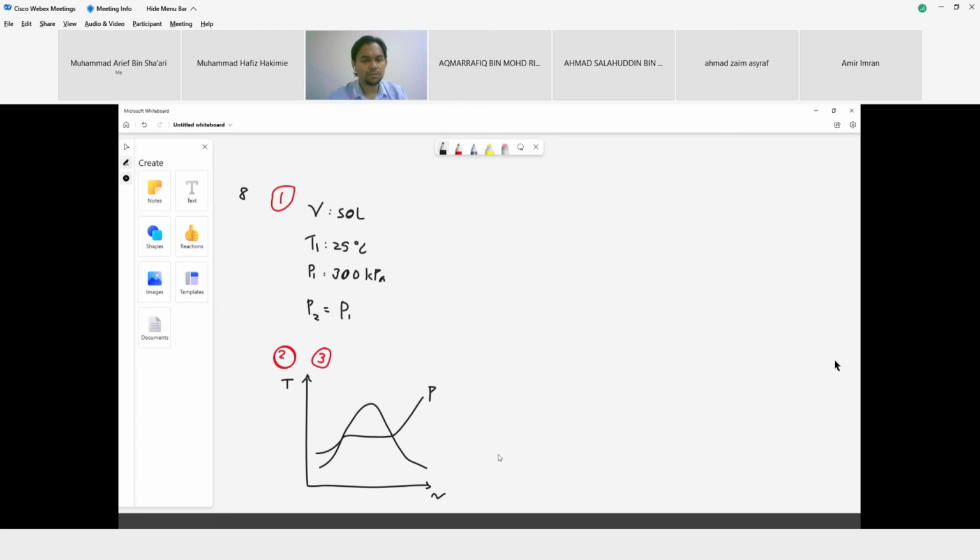Volume 50 liter. Before that, we have to change this one, liter into meter cube. Please make sure all the units are in SI standard unit before we solve the problem. For example, here 50 liter equal to 0.05.